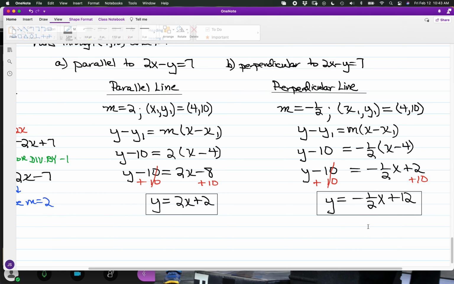And so for what we have here, testing it out, with x at 4, negative 1/2 times 4 is negative 2. Negative 2 plus 12 is 10. In this case, that is also the value for y. So we have consistency throughout.